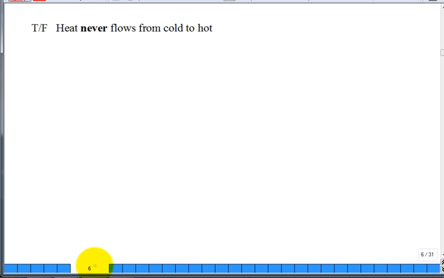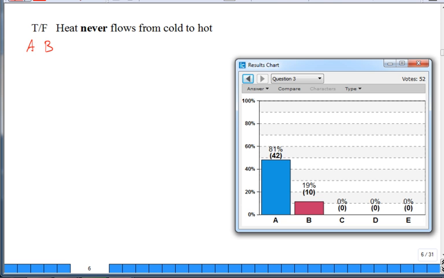Heat never flows from cold to hot. A is true, B is false. Heat never flows from cold to hot. True or false? All right, I'm going to go ahead and stop it. So now we'll go ahead and show the result. More people got stuck on B. Heat will never flow from cold to hot.